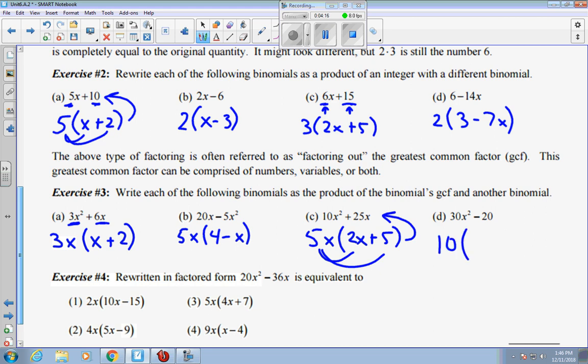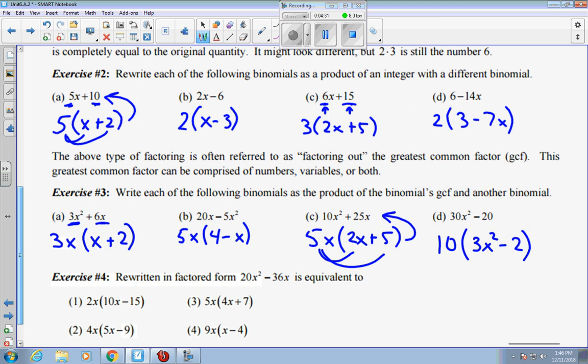Okay, don't force an x to come out if it doesn't have it in both terms. And I am left with a 3x minus 2. Remember, this is just 3x squared. And this is just factoring. That's it. We're not solving anything yet.